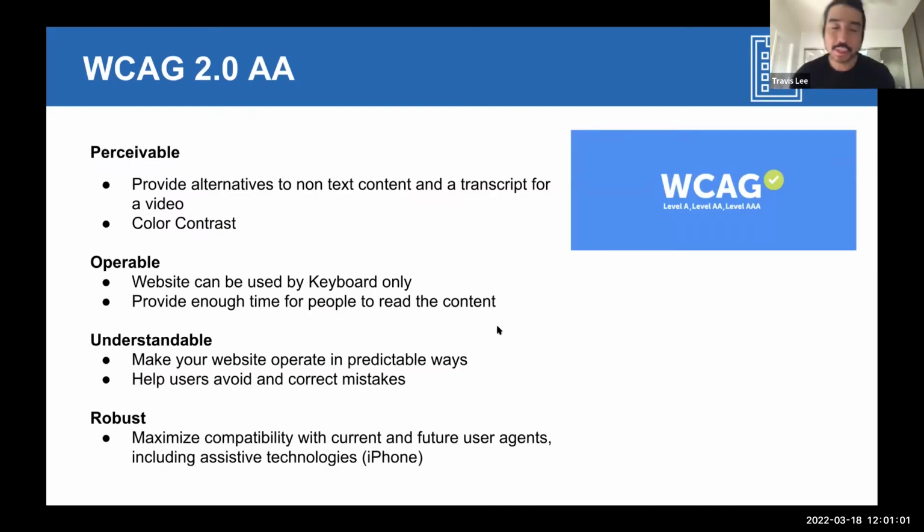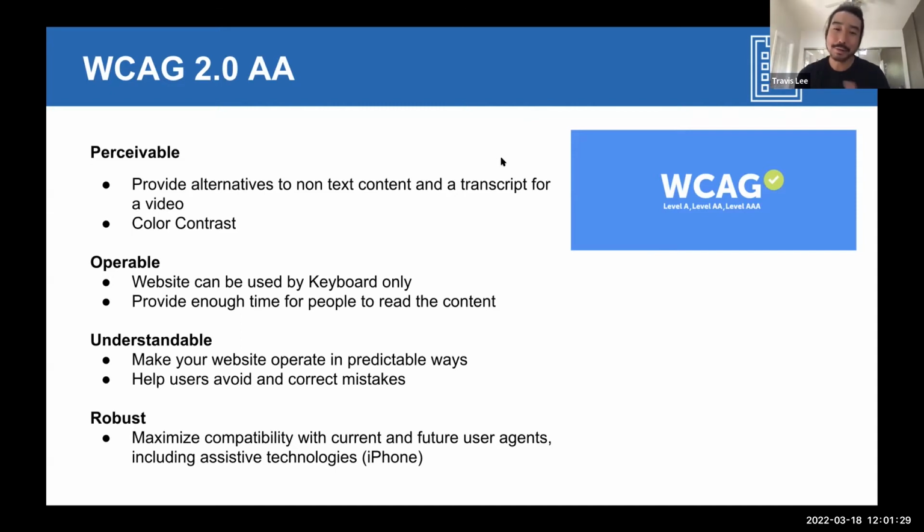The guidelines for digital accessibility are called the WCAG, the Web Content Accessibility Guidelines. For most of us in California and within the UC system, the standard is WCAG 2.0 AA. It's currently at version 2.2, but the AA standard is pretty universal in higher education. If you're ever curious whether something is accessible or not, you can go to the WCAG website and look it up.